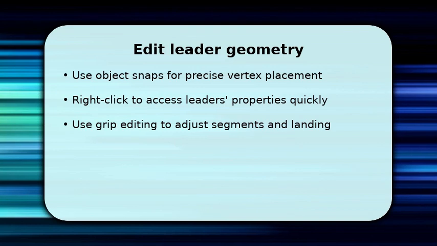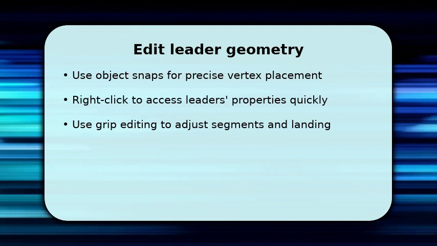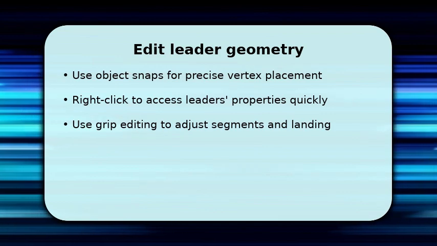Right-click and open properties to change arrowhead, landing gap, or spline settings because visual consistency matters. Use grips to drag endpoints or adjust the landing length interactively. Make sure to pan and zoom between edits to catch intersections and maintain alignment with nearby annotations.